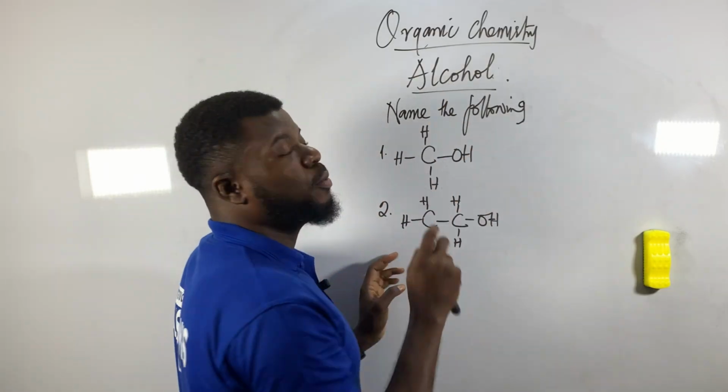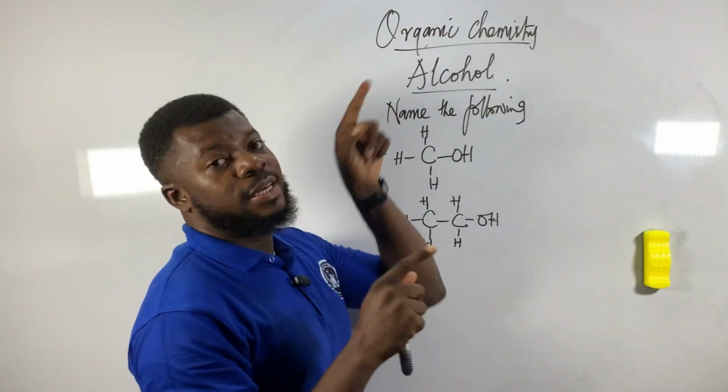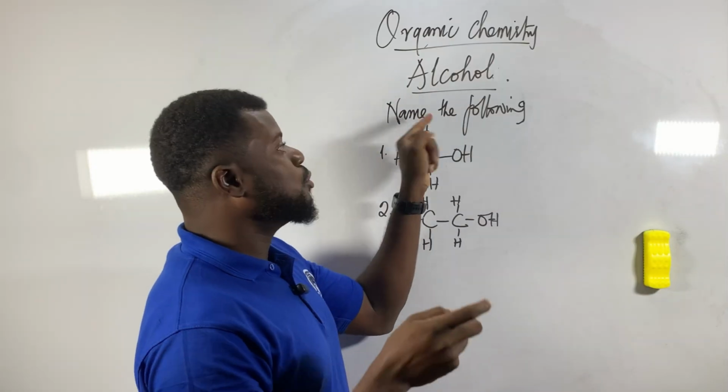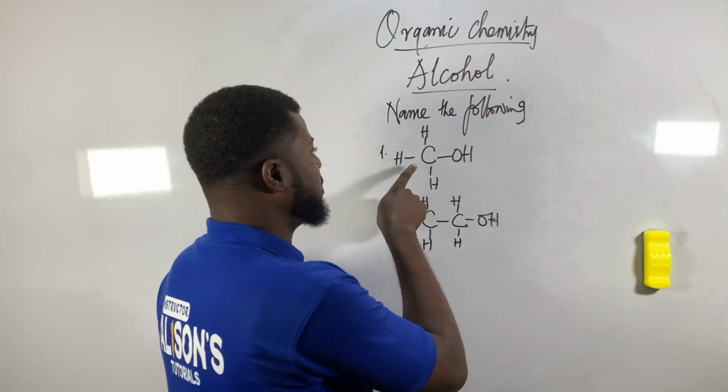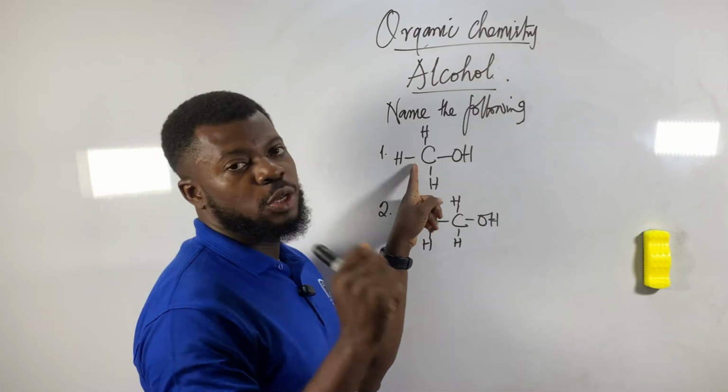Oya now, alcohol now, one of the functional group under organic chemistry. So now, but then how to name alcohol na be problem wey students dey get. Now I come to teach now. Now the first example we get here, we get only one carbon.